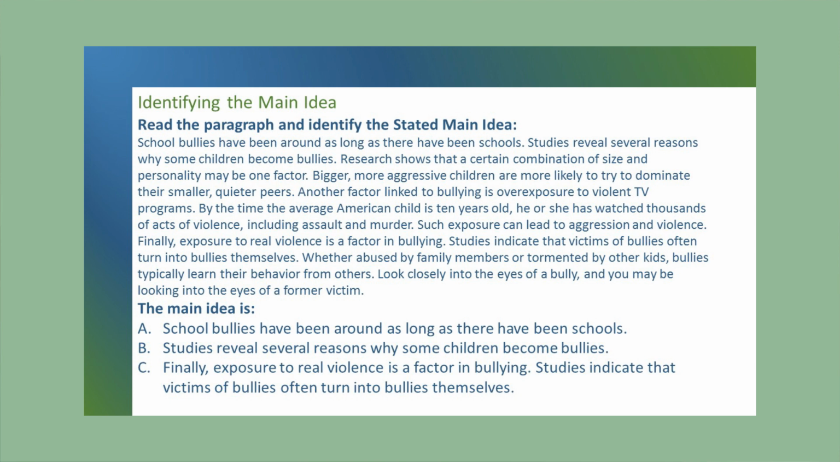So again, take a look at this paragraph. Where do you think the main idea shows up? So we have A, school bullies have been around as long as there have been schools. B, studies reveal several reasons why some children become bullies. And C, finally, exposure to real violence is a factor in bullying. Studies indicate that victims of bullies often turn into bullies themselves.